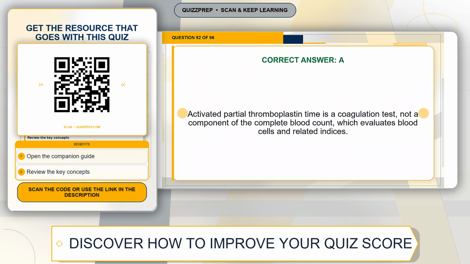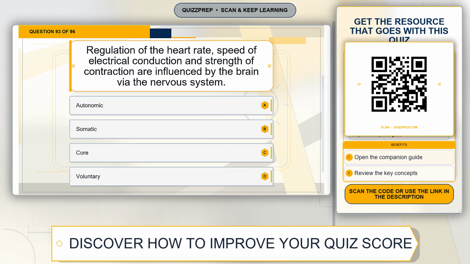Explanation. Activated partial thromboplastin time is a coagulation test, not a component of the complete blood count, which evaluates blood cells and related indices.